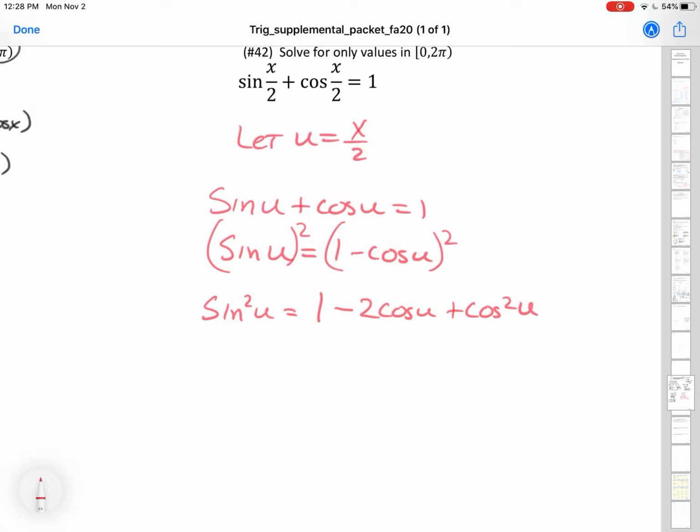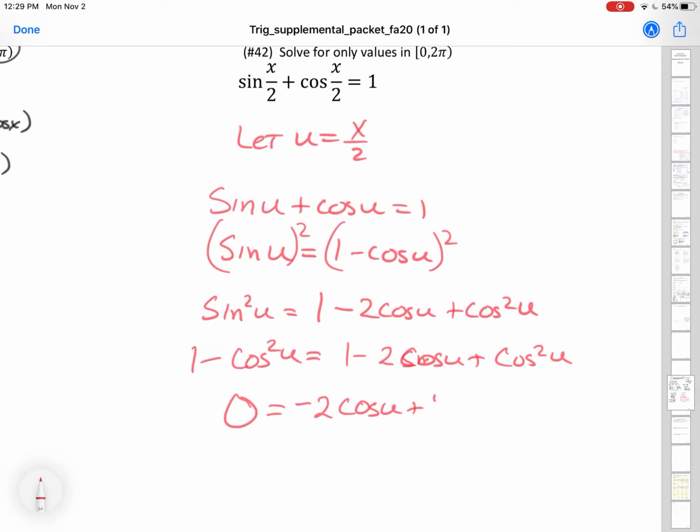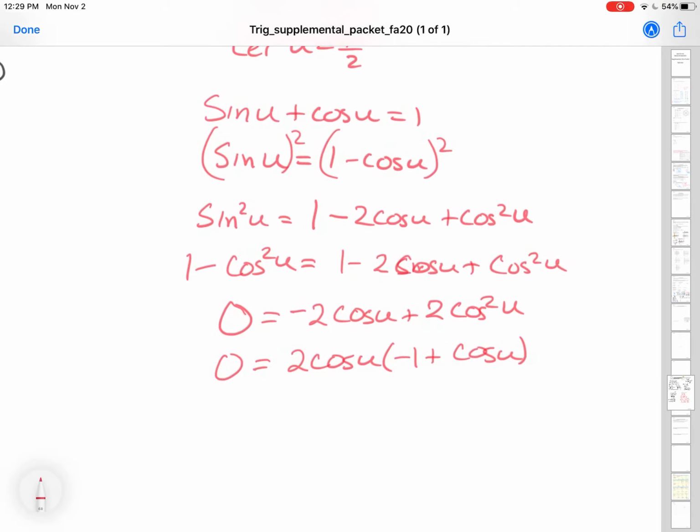I squared both sides. Remember to do FOIL on the right hand side. Then we know what this is. The sine squared u is 1 minus cosine squared u. Oops, 1 minus 2 cosine u plus cosine squared u. And so if I bring everything to one side, I get 0 is equal to, my 1's go away, so negative 2 cosine u plus 2 cosine squared u. So that means I can factor out a 2 and a cosine u. If I do that, I end up with negative 1 plus cosine u. Personally, I would have flipped that around to cosine u minus 1, but this works just fine.